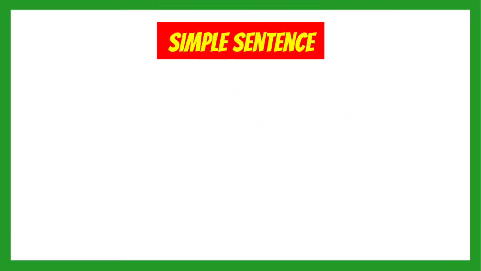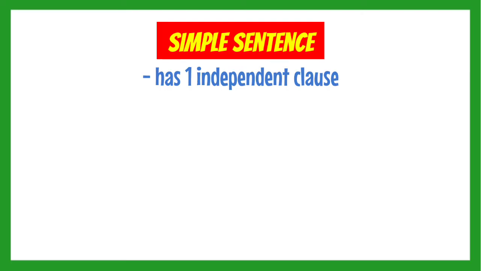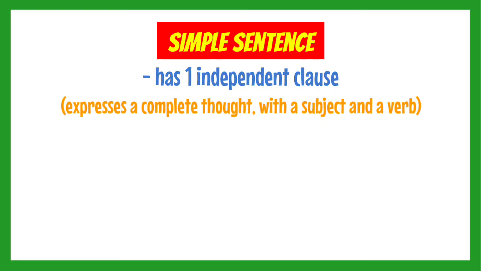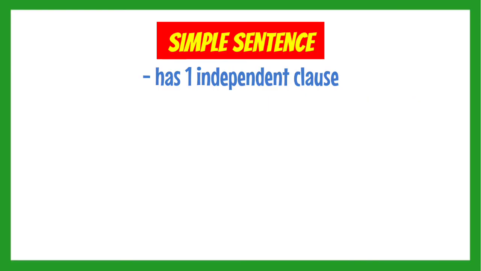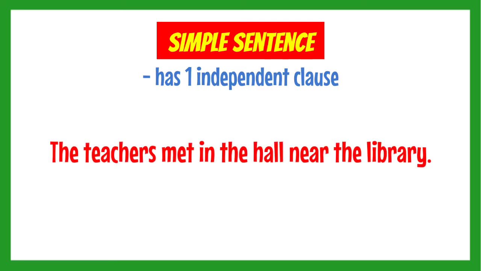Let us talk about the simple sentence first. A simple sentence has one independent clause. When we say independent clause, it expresses a complete thought consisting of a subject and a verb. For example, the teachers met in the hall near the library.